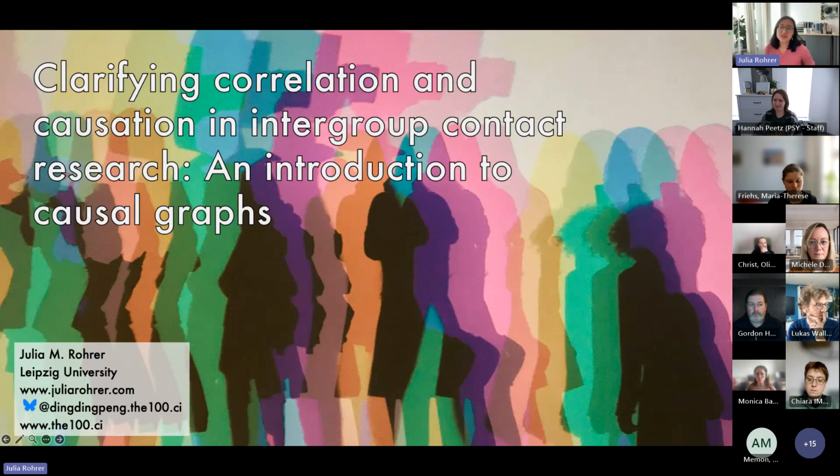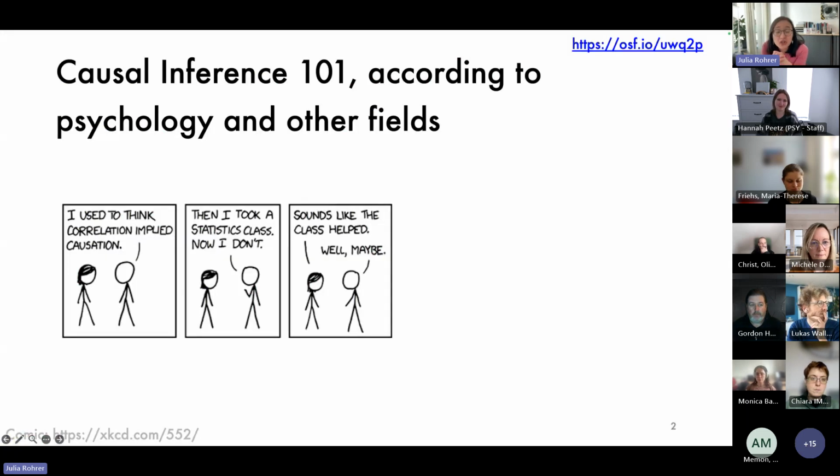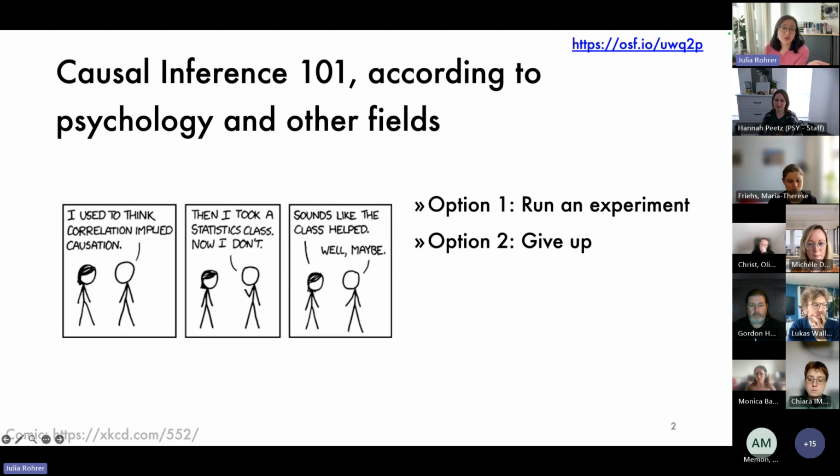Which leads me to the way that causal inference is taught in psychology, but also, I believe, in many other fields of research. Essentially, the message when we teach causal inference is that when you want to do causal inference, there are two options. The first one is you conduct a randomized experiment, and then actually the second option is there is no second option, so you just have to give up and ask different research questions.